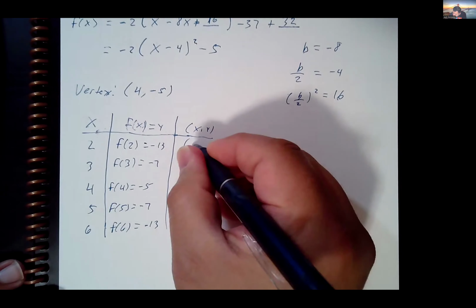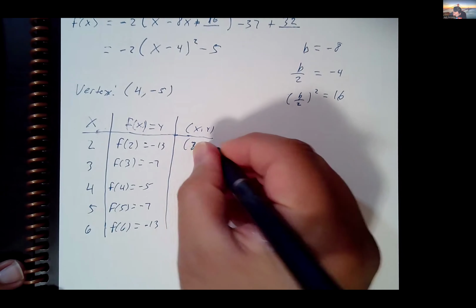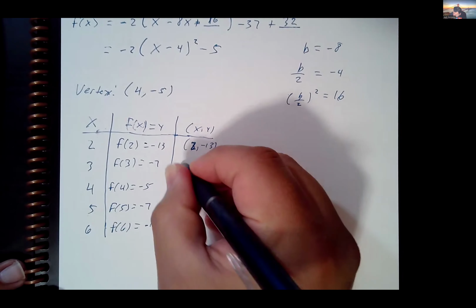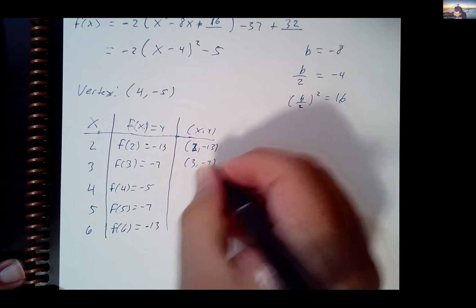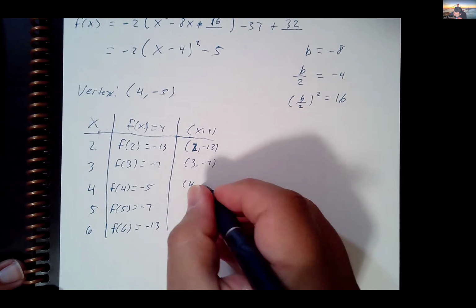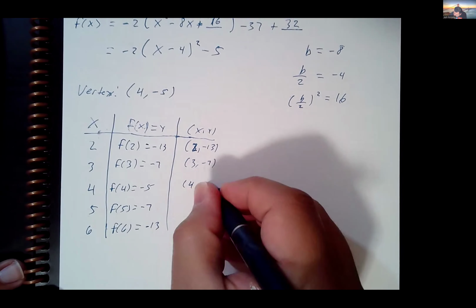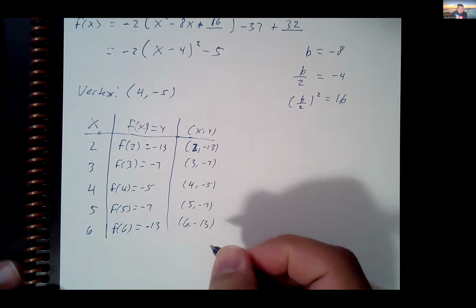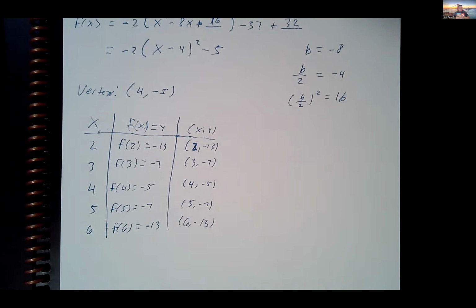So the points that you're gonna graph would be 2, -13, 3, -7, 4, -5, 5, -7, 6, -13. All right. Anyway, just plot those 5 points and you'll be good. Let's move on.